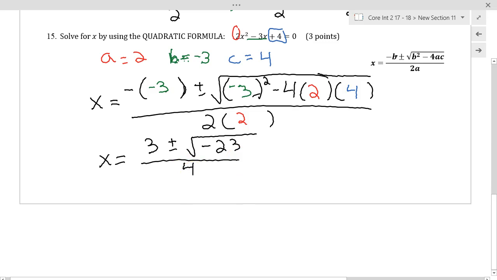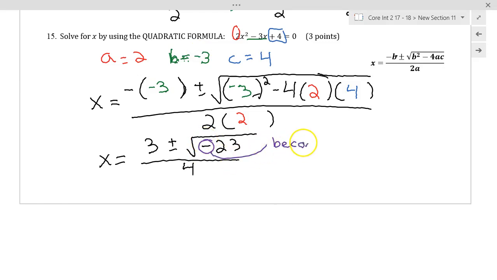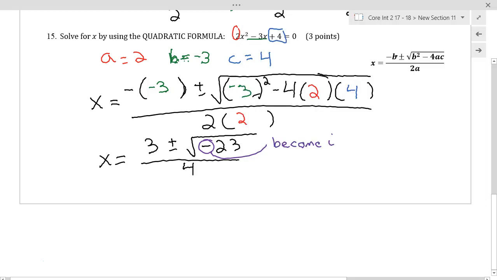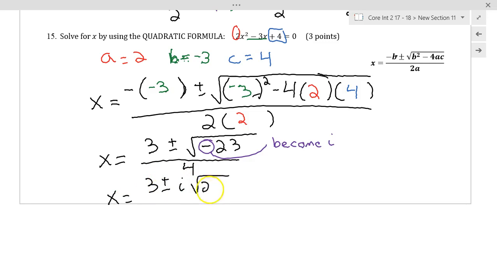Okay. My last thing I want to check is, this one has a negative. So that negative is going to become i. But I need to check if I can take the square root of 23. No, I can't. So this is going to be x equals 3 plus or minus i square root 23 over 4. And that i comes because the 23 is a negative.